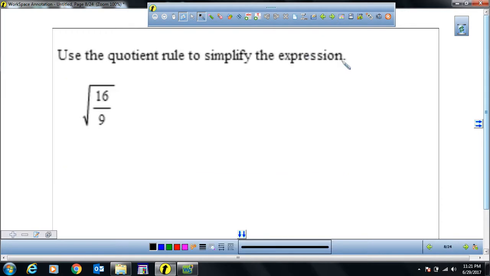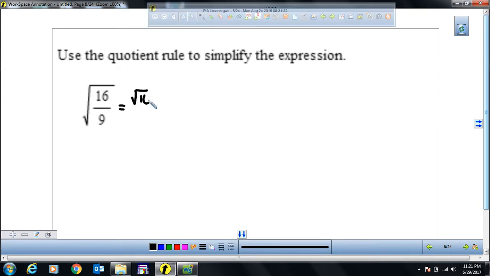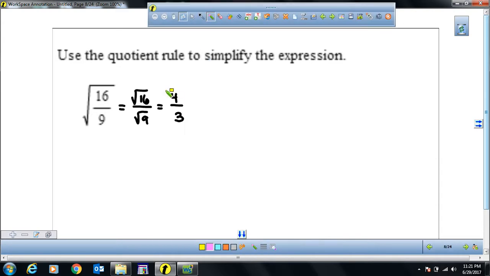Okay? So, we're going to do a very simple question with regards to the quotient rule, which is going to be this problem right here. Use the quotient rule to simplify the expression. So we got the square root of 16 over 9. That one we can separate into the square root of 16 over the square root of 9, and then we simplify it. The square root of 16 is going to be 4, over the square root of 9 is going to be 3. So it's going to be 4/3. That will be the solution.